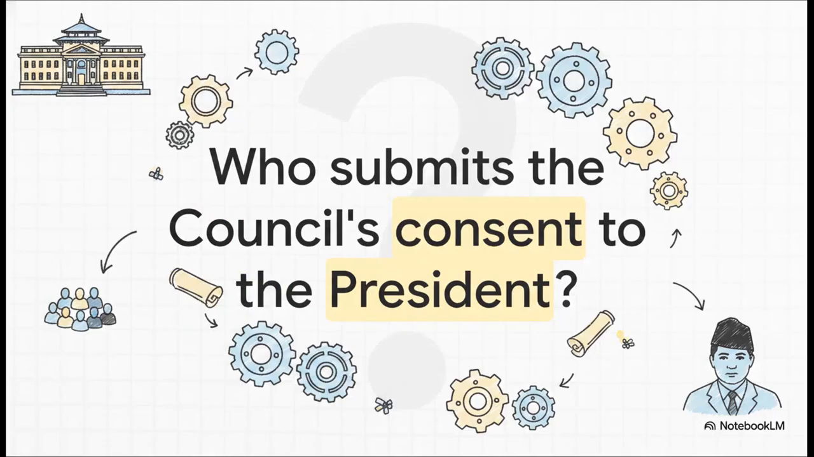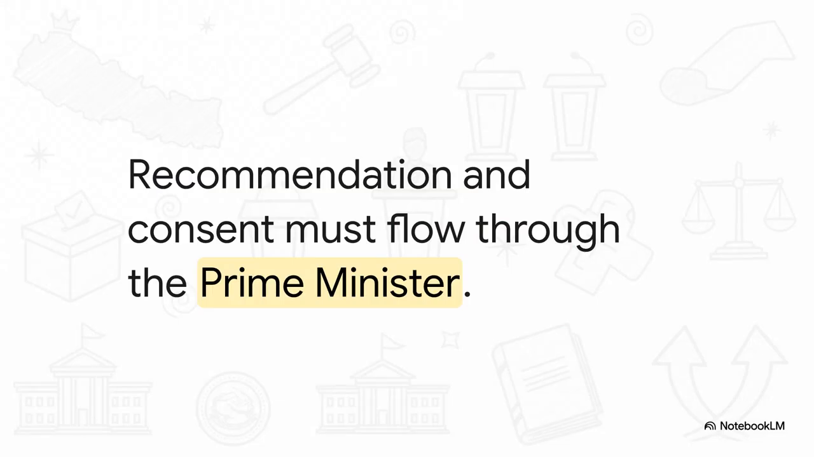Here's another tricky one, this time about executive functions. According to Article 66, through whom must the recommendation and consent of the Council of Ministers be submitted to the President? Through the Prime Minister. Article 66 says the President acts on the recommendation and consent of the Council of Ministers, but it explicitly states that it has to flow through the Prime Minister. It's those tiny details that separate the top candidates from everyone else.